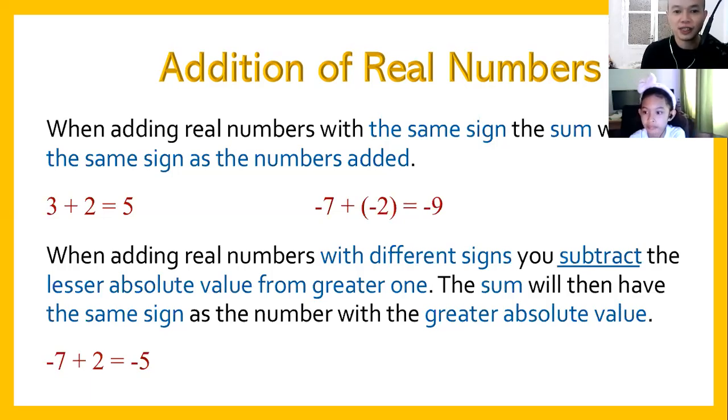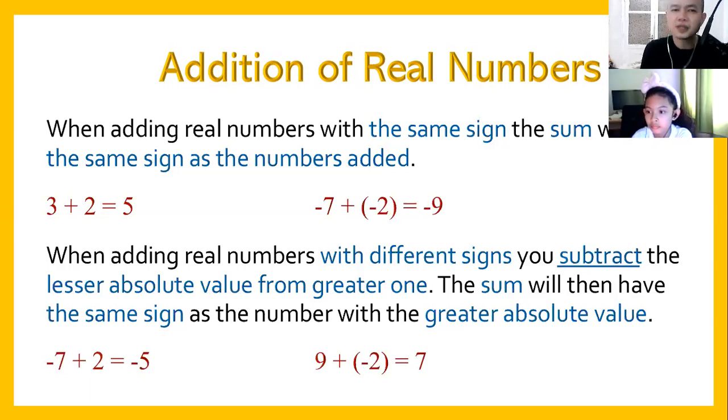Okay, let's have another example. In this case, why is the answer +7 here, Christelle? Because 9 has the greater absolute value. Yes, correct. 9 has the greater absolute value, so 9 minus 2 equals +7. All right, is it clear, Christelle? Everything is clear? Yeah. All right.